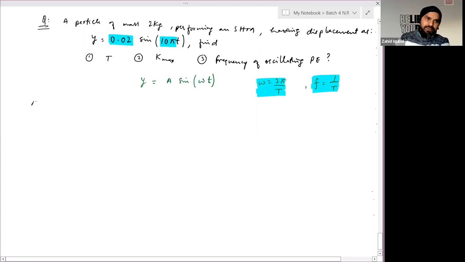In place of pi square, you may write just 10. Pi square is roughly equal to 10.